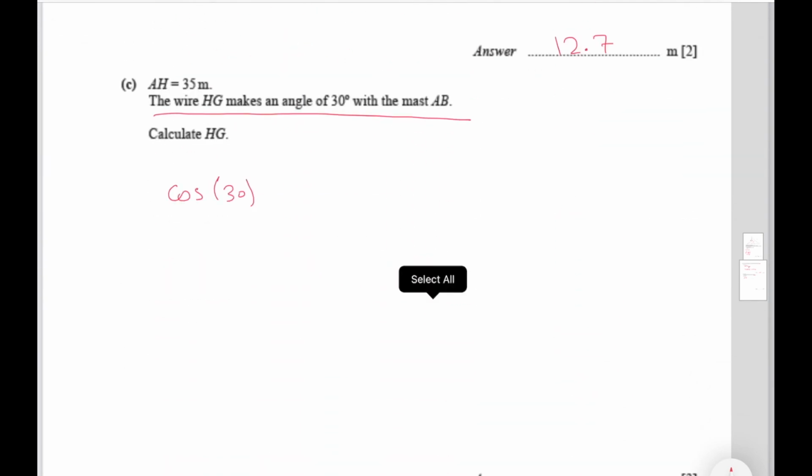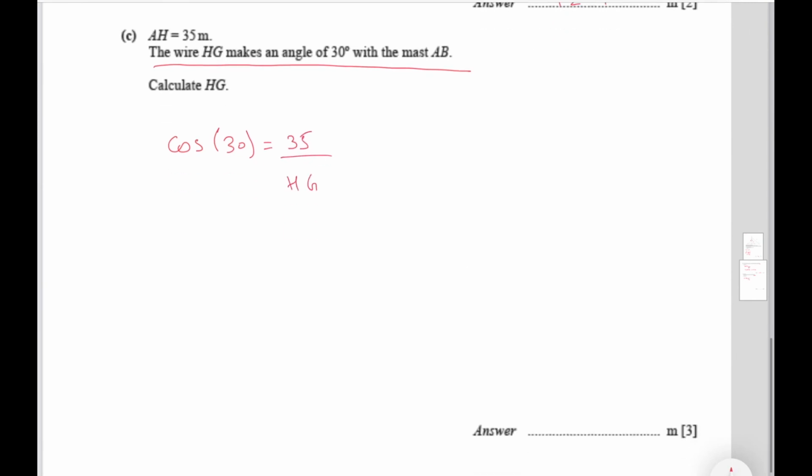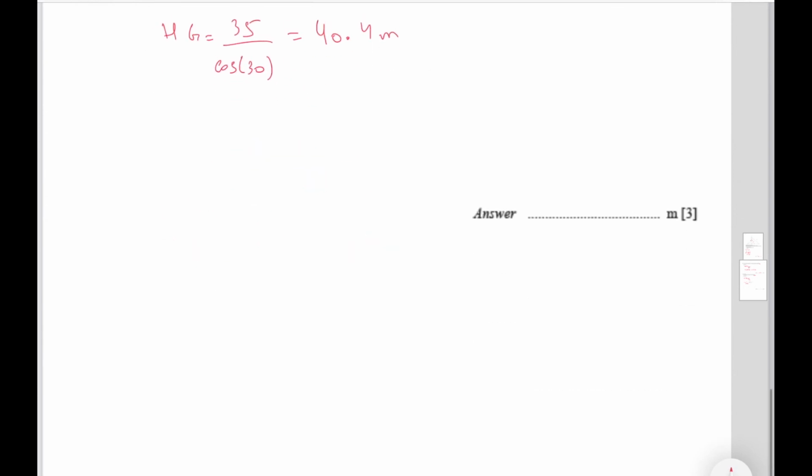Cos 30 degrees is equal to the adjacent, which is 35 meters, over the hypotenuse, which is HG. So we have to calculate the hypotenuse. HG would be equal to 35 divided by cos 30. Let's plug this into the calculator. 35 divided by cos 30. This gives us 40.4 meters. That's your answer, 40.4, and we're done with the question.